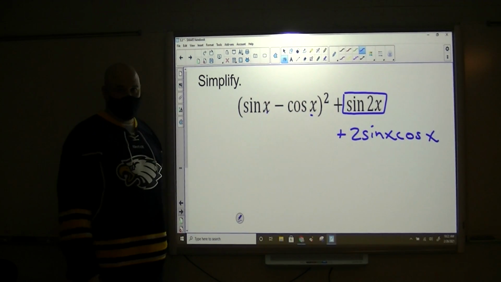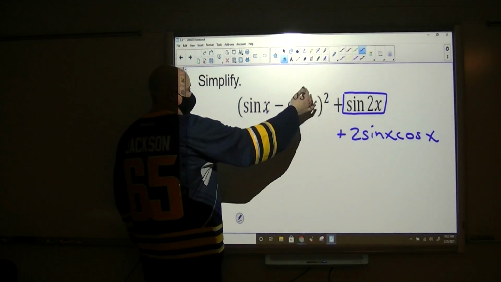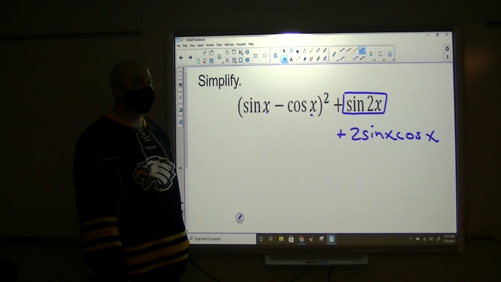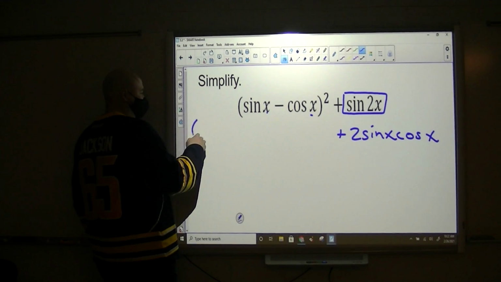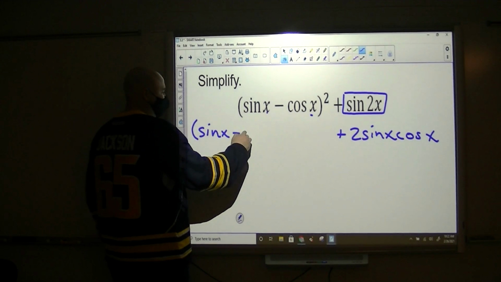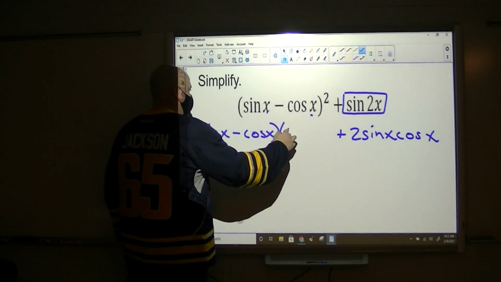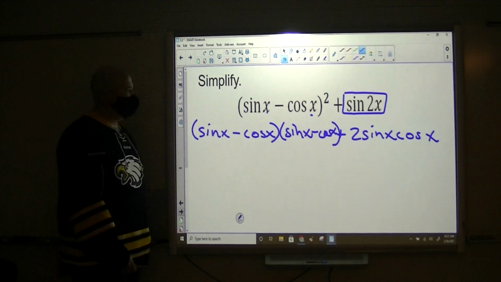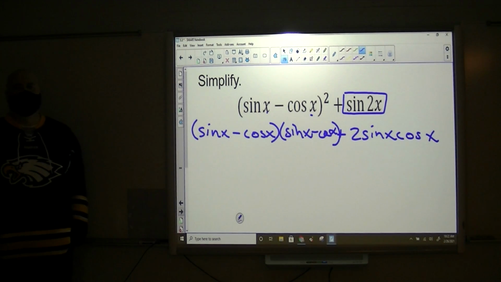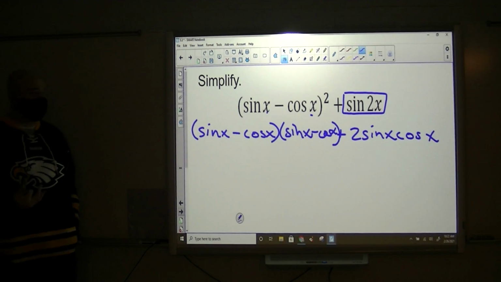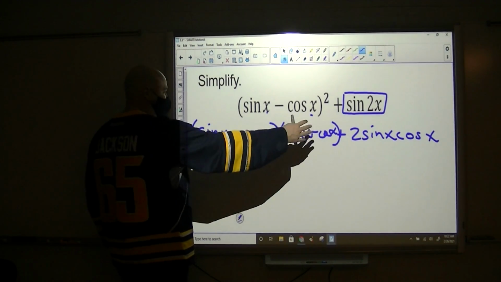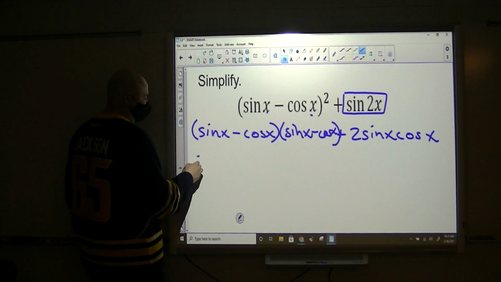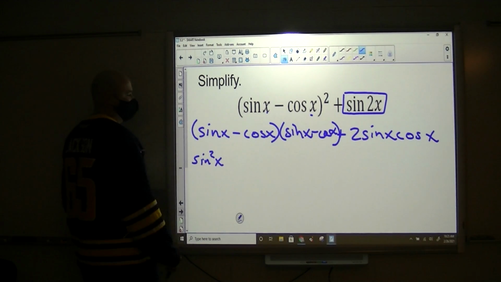Now, what you can't do, as I hope you're aware, is we can't distribute the squared into the binomial. That doesn't work. Math doesn't support that. Instead, I'm going to run out of room. Got it. We have to show that it's being multiplied by itself, and then we would have to FOIL this. And when we FOIL this, sine x times sine x is sine squared x.